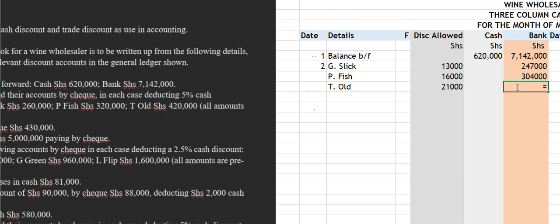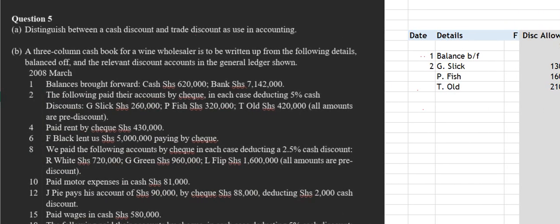Then T-Old is to pay 420,000, but there is a discount offered of 21,000. So we end up receiving, wine wholesalers end up receiving 399,000. So that is how we record the receipt from the customers. But there is a discount allowed, so you have to record the discounts in the discount allowed column. Then the amount to be recorded in the bank account should be less by the 5% discounts.